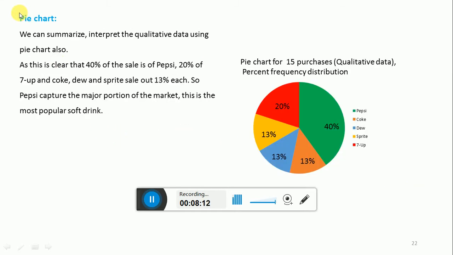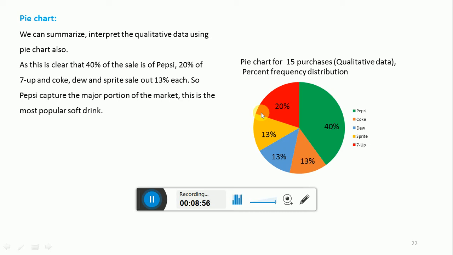Now we are going toward the pie chart to analyze the percent frequency distribution of the same frequency distribution table. We can summarize and interpret the qualitative data using a pie chart as well. As is clear from this pie chart, 40% of the sales is Pepsi, 20% is 7-Up, and Coke, Dew and Sprite sell 13% each. So Pepsi captures the major portion of the market. This is the most popular soft drink. So this chart summarizes the frequency distribution table easily.